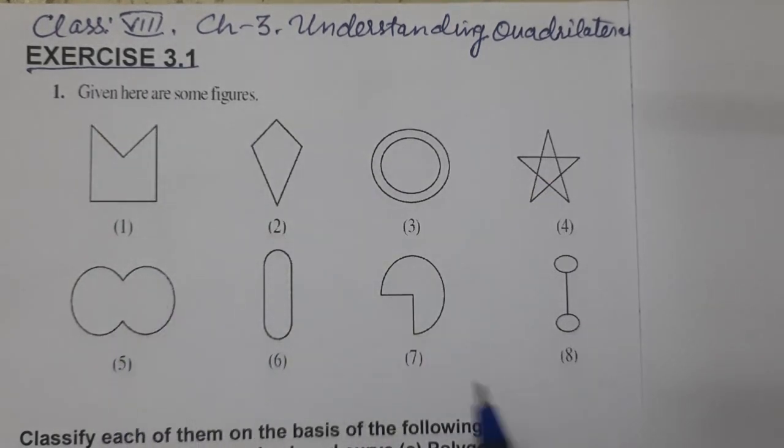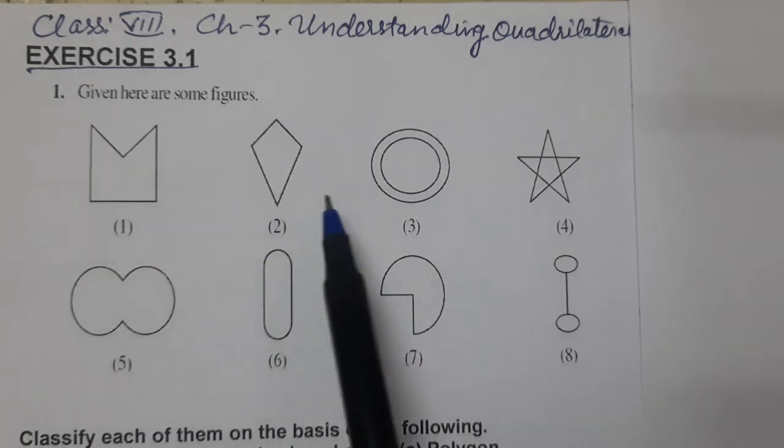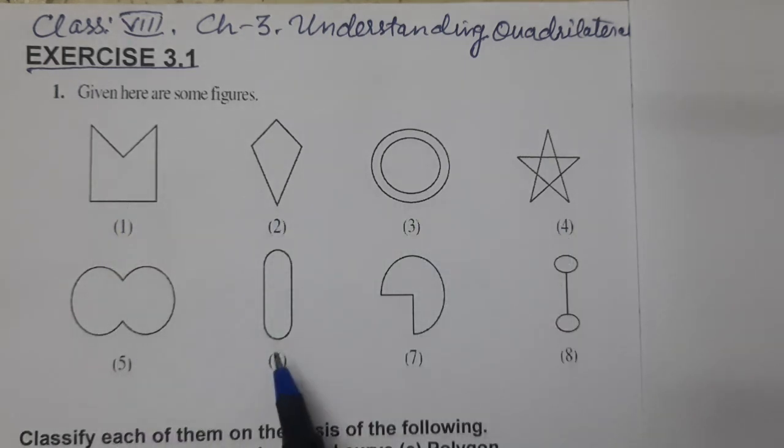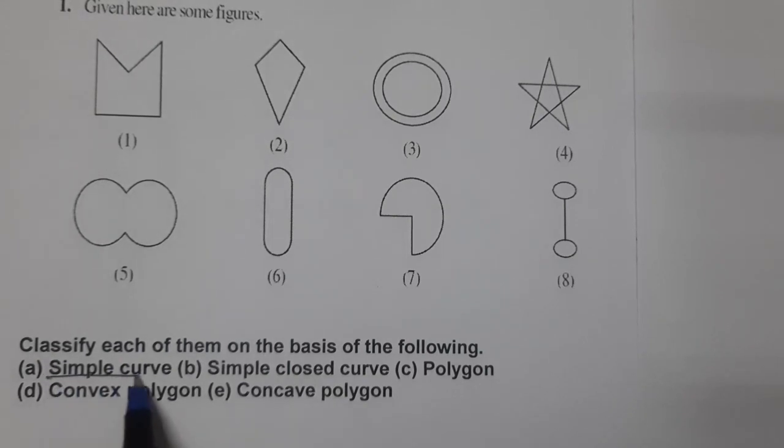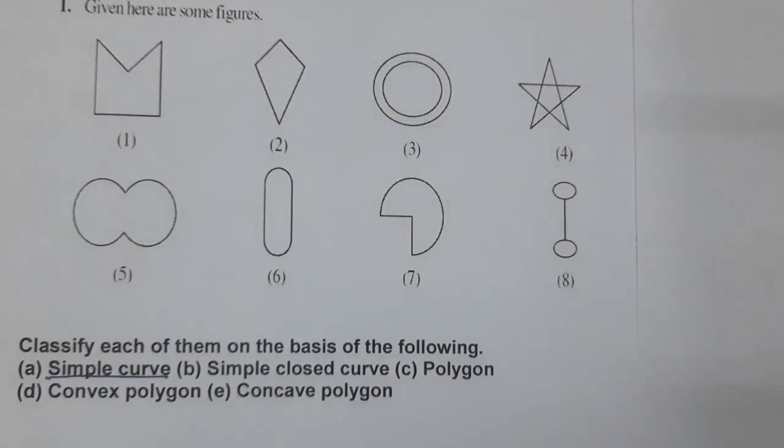So, see, so many figures are visible to you. First, second, third, fourth, fifth, sixth, seven, eight. There are 8 figures visible to you, all of you. Now, what is the question? Classify each of them on the basis of the following simple curve. So let us start with simple curve only. We will see which among them are simple curves.